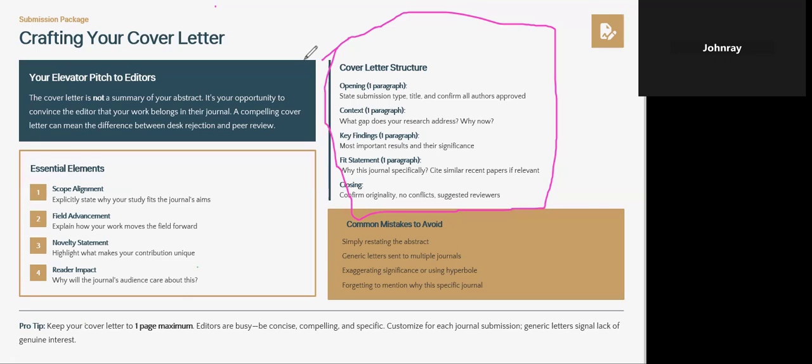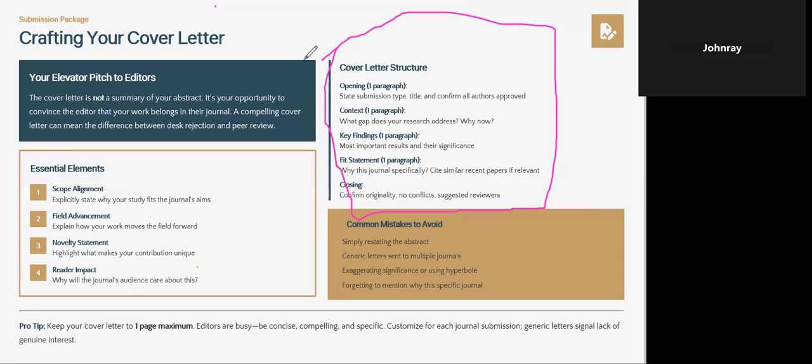And then the third thing, key findings: the most important results, and that they are significant. The word here is most important, not all your findings, only the most important ones. You just report on those, and you state that they are significant.